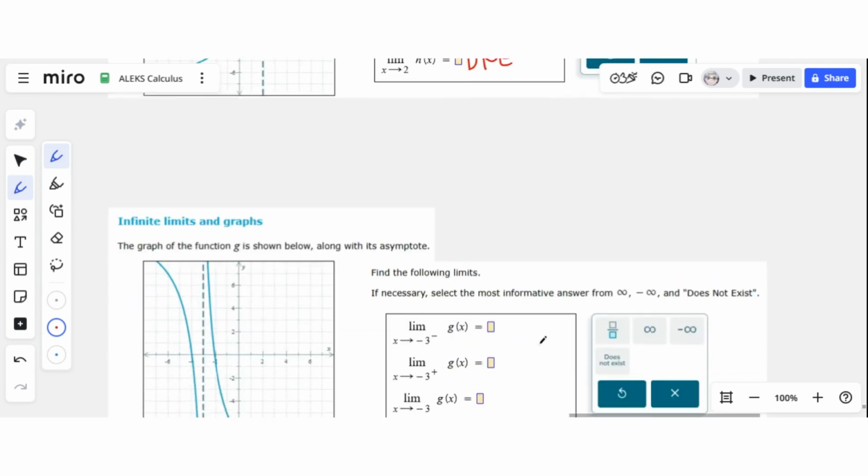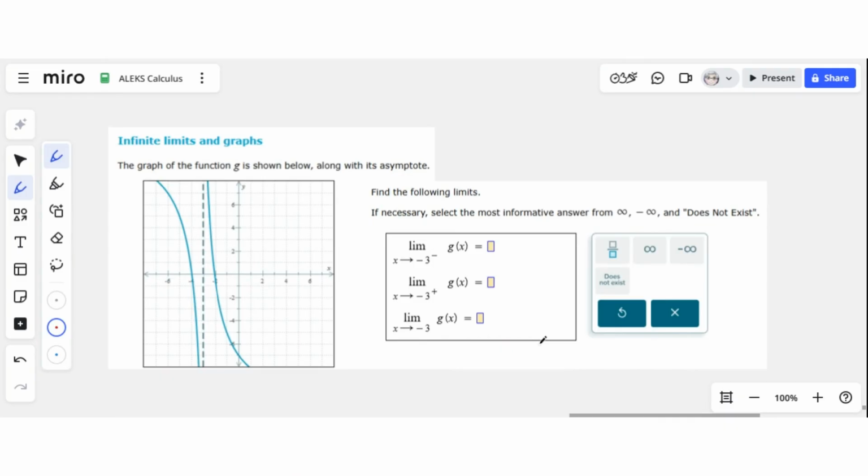Let's try another. Okay. So here we've got an interesting looking function with an asymptote here and two lines kind of approaching that asymptote, one down at the bottom, one up at the top. And we want to find, first of all, the limit as x approaches -3. So that's where that asymptote is from the left. And as we're approaching from the left, it looks like we're shooting down really fast. So I'm going to say this is -infinity.